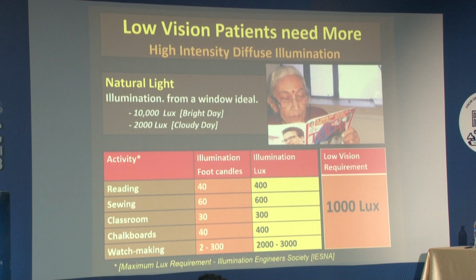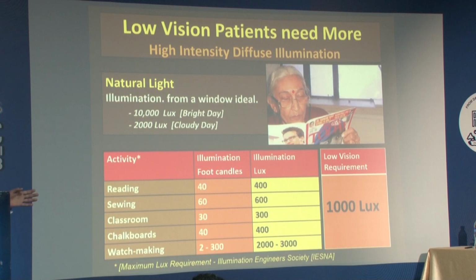Likewise, low vision patients will require higher amount of illumination than normal patients. So the table over there shows you what is the normal illumination required for daily tasks. Reading requires about 400 lux, classrooms require about 300 lux for normally sighted people. But people with low vision will require much higher light illumination, somewhere around 1000 lux to begin with. And high intensity diffuse illumination of 1000 lux is what usually most low vision patients will require.